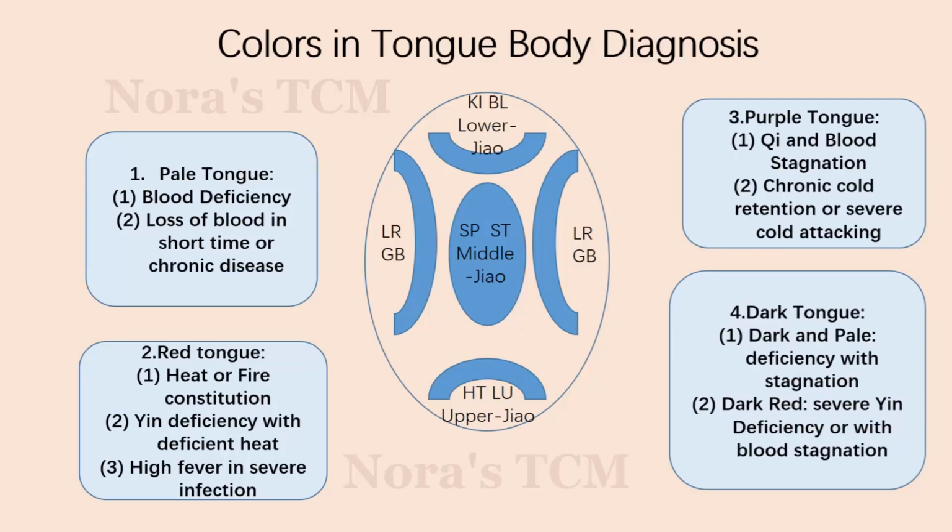Finally, dark tongue. Generally speaking, dark tongue is always combined with other colors. First, dark and pale. It means deficiency with stagnation. Or dark with red. Dark red tongue means severe yin deficiency or with blood stagnation.